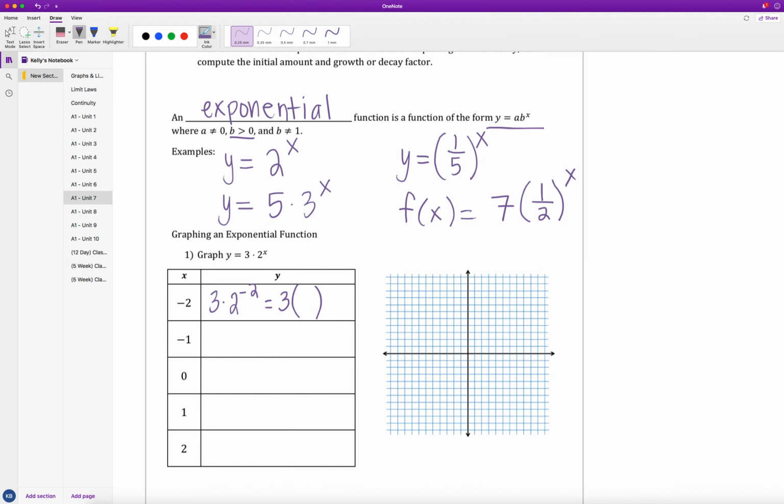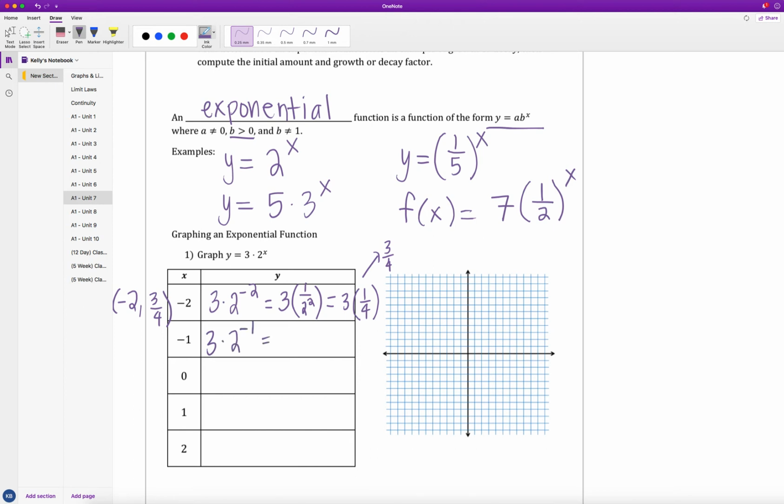Anything to a negative exponent can be rewritten as that number's reciprocal to the positive exponent. So we can rewrite 2 to the -2nd as 1/2 squared. We can simplify 1/2 squared, which will give us 1/4, and then 3 times 1/4 is going to be equal to 3/4. On the left side over here, I'm going to keep track of our coordinate pairs for us. So we have -2, 3/4. Let's do our next value. So we get 3 times 2 to the -1st.